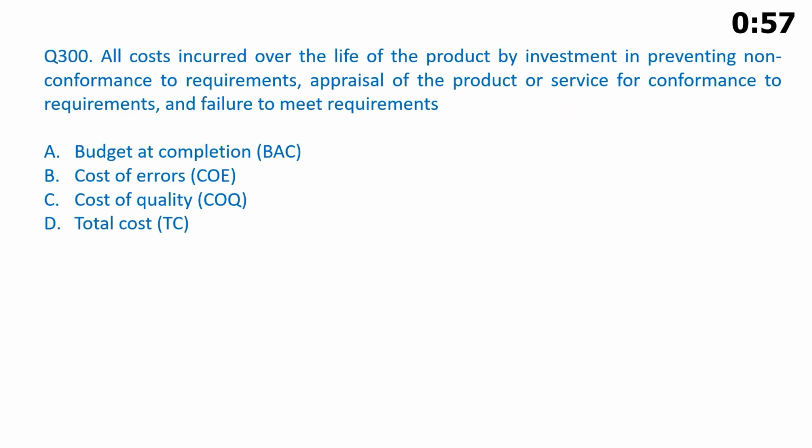All costs incurred over the life of the product by investment in preventing non-conformance to requirements, appraisal of the product or service for conformance to requirements, and failure to meet requirements. A. Budget at completion, BAC. B. Cost of errors, COE. C. Cost of quality, COQ. D. Total cost, TC.